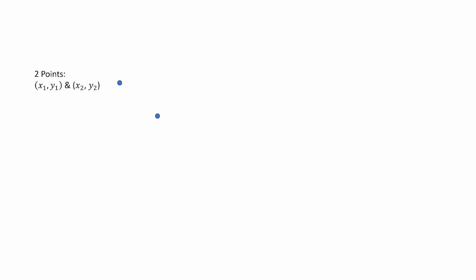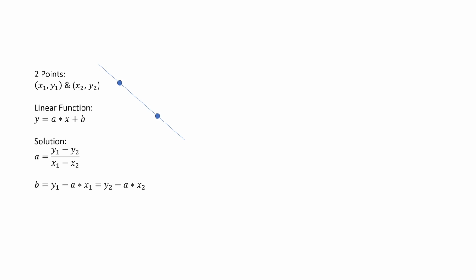So the points are x1, y1 and x2, y2. If we now want to connect them with a linear function or a straight line, then we have the function for that, which is y equals a times x plus b. If we now put those 2 points into the equations, then we can solve it for a and b. And a is just the difference of the y coordinates divided by the difference of the x coordinates. And if we put that then in the equation, then we can very easily calculate b, which is y minus a times x for any of the points.